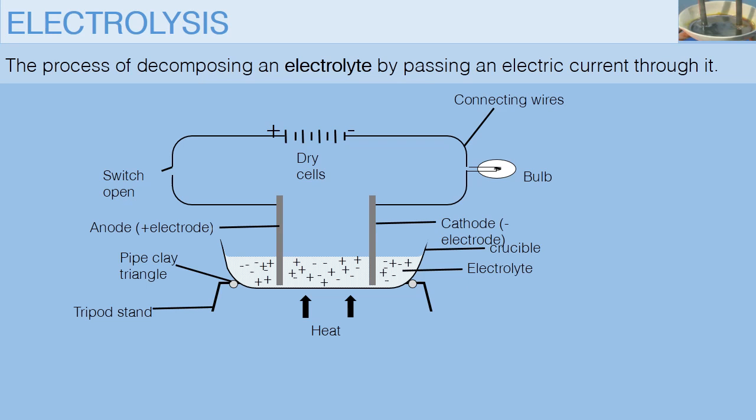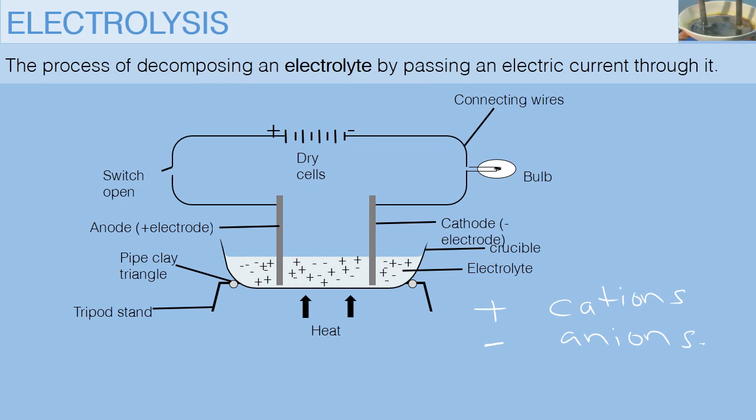Molten and aqueous substances that conduct electricity usually have charges or charged ions. Some of the charged ions are positively charged while others are negatively charged. And remember, positively charged ions are known as cations, while negatively charged ions are known as anions. Before we close the circuit, the positive and negative ions are randomly distributed across the electrolyte.